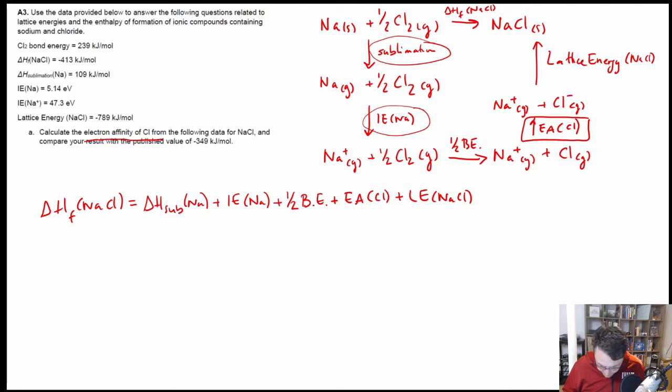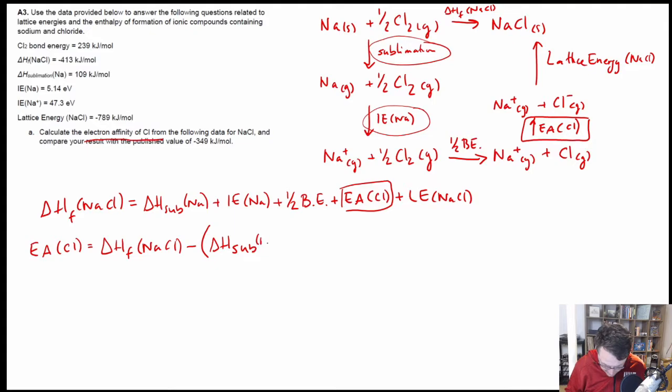Because we're aiming for this one right here, we can just rearrange the full equation so that the electron affinity of chlorine is equal to delta HF of sodium chloride minus the rest of this stuff right here. I can put all of that in parentheses to make my life easier: the delta H of sublimation of sodium plus the ionization energy of sodium plus 1/2 the bond energy plus the lattice energy of sodium chloride.